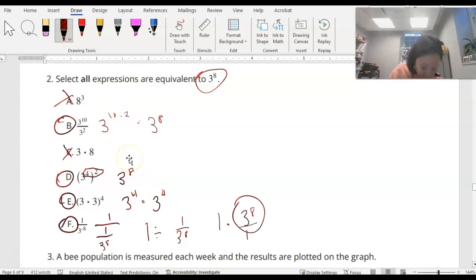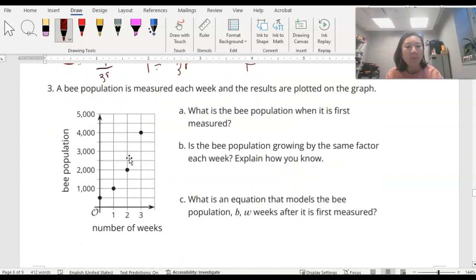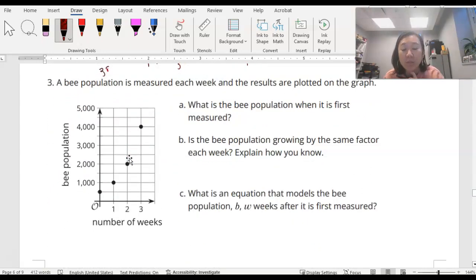All right, let's take a look at the next one. A bee population is measured each week and the results are plotted on the graph. What is the bee population when it is first measured? So we can tell this by the starting value on our y-intercept, and so this is going to be 500. We're going up by 500 here.